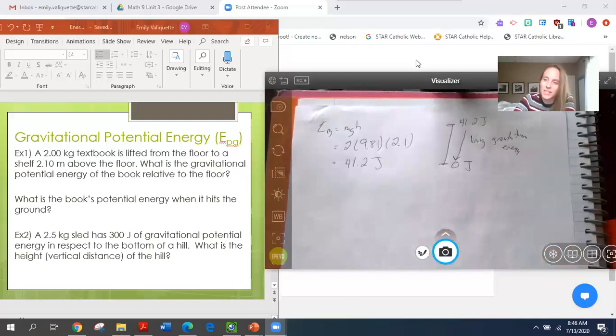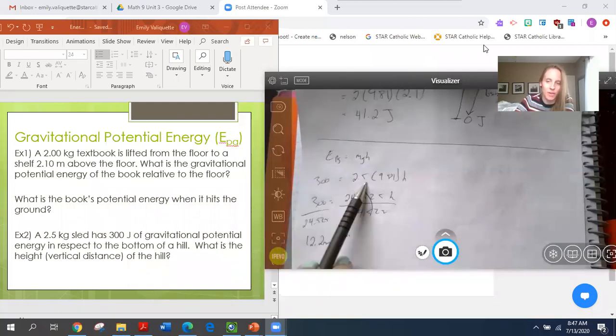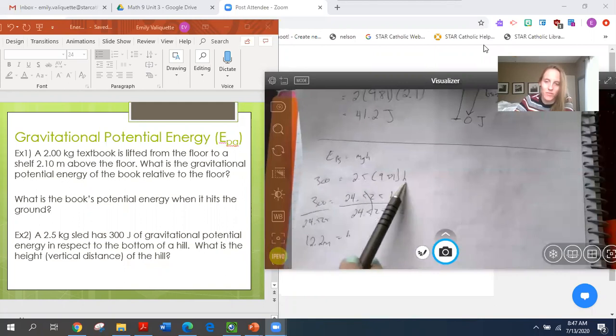Okay, pause here for a moment, try the second example on your own, and then come back for the answer. So for the second example, we're still going to use the same formula, and then we were given the mass of 2.5 kilograms, but this time we were given the amount of gravitational energy, which was 300 joules. And then of course we use our 9.81 as our G value, and we're going to be solving for H.